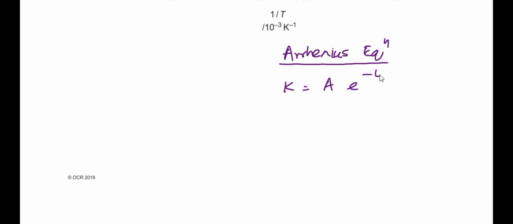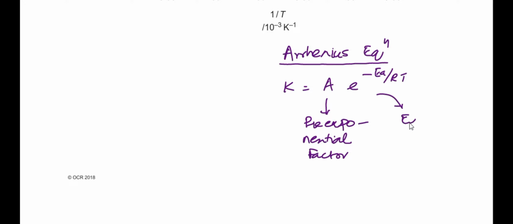Now a little bit on the activation energy. It all starts from the Arrhenius equation. The Arrhenius equation goes like this: K equals A e to the power of minus EA over RT. It consists of 2 parts. This is called the pre-exponential factor. And this part is called the exponential factor.